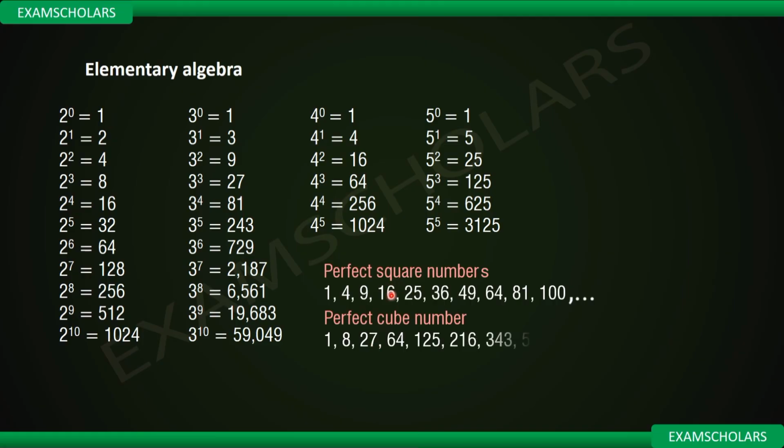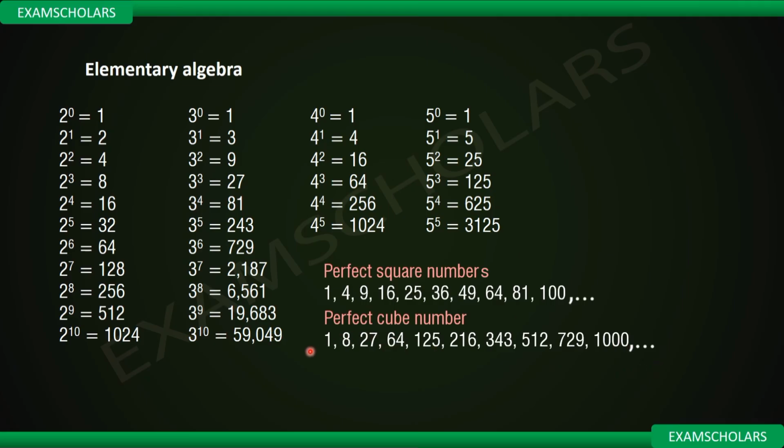The next one, 4 times 4 is 16, times 4 is 64. The next one, 5 times 5 is 25, times 5 is 125. The next one, 6 times 6 is 36, times 6 is 216. The next one, 7 times 7 is 49, times 7 is 343, a perfect cube number. The next one is 8 times 8, 64. 64 times 8 is 512. 512 is a perfect cube, and so on up to 1000.